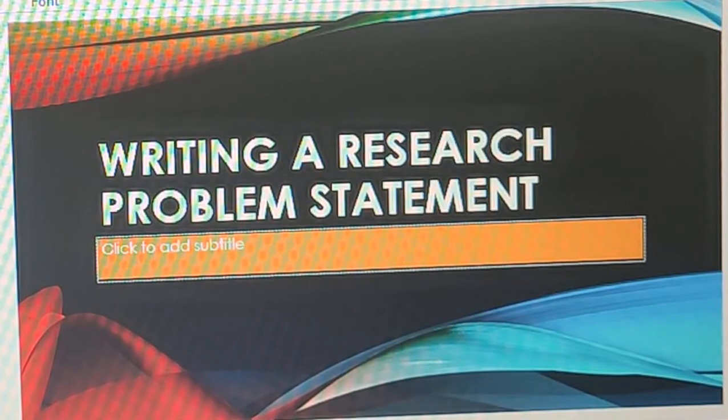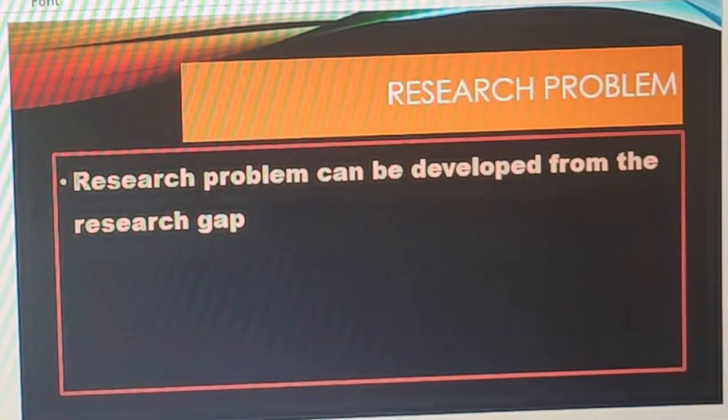The problem statement is situated within the introductory chapter, and it's often the first section of writing that clearly identifies the problem you intend to investigate. And this section of writing is so important, I want to take just a moment to help you conceptualize what a research problem actually is.